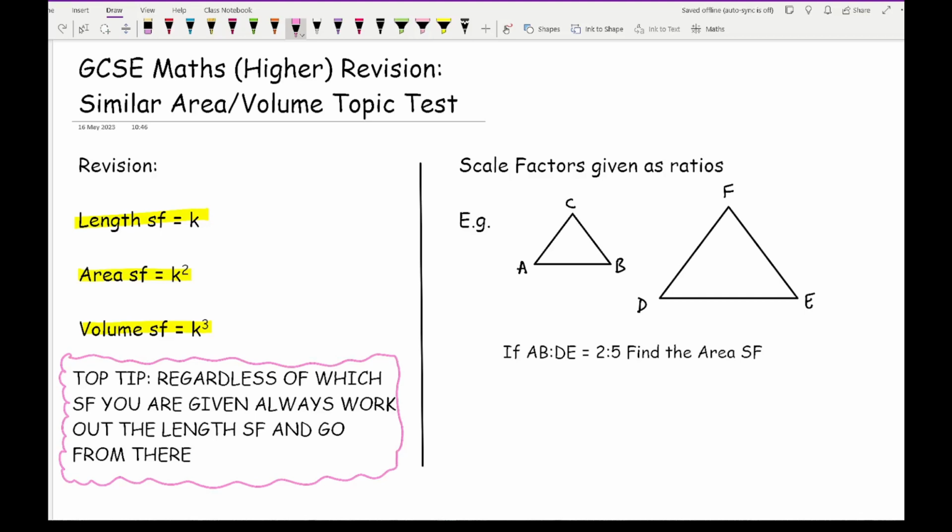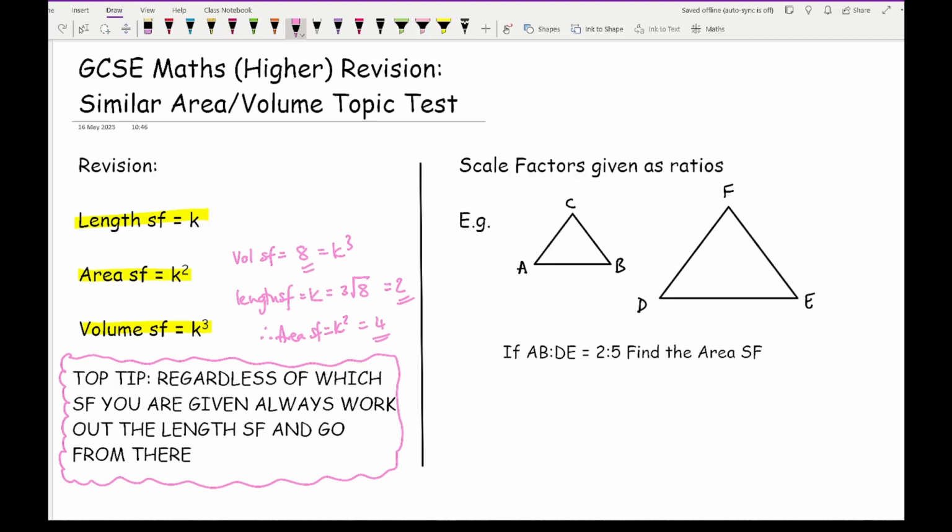So for example, if you know that the volume scale factor is, let's say, 8, well 8 is going to equal k cubed. So to work out the length scale factor, which is equal to k, what I need to do is cube root the 8, which will equal 2. And therefore the area scale factor is going to be k squared, which is going to be 4. So as you can see, I've got three different numbers representing the scale factors for volume, length and area.